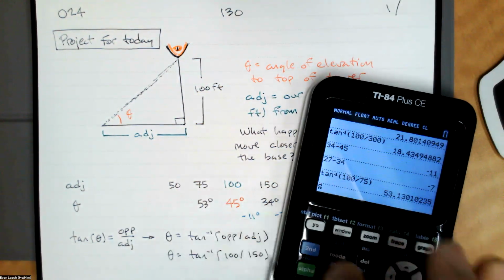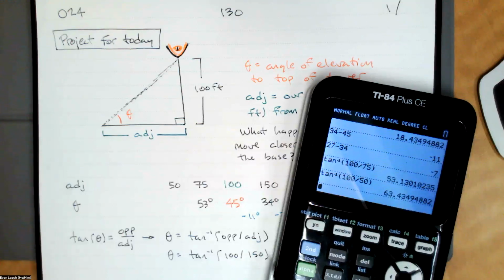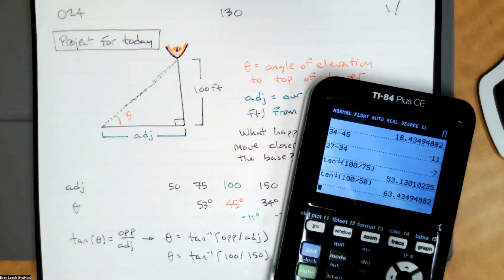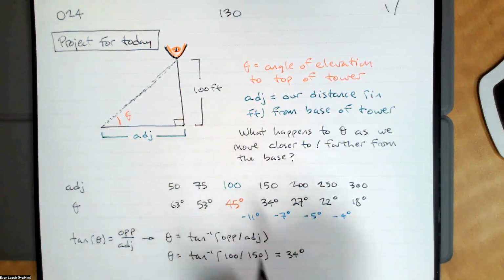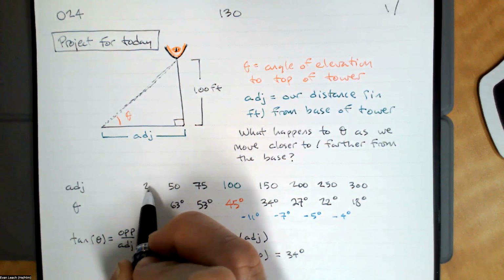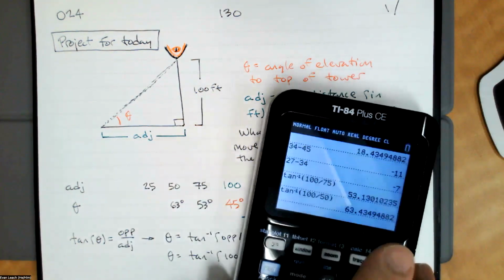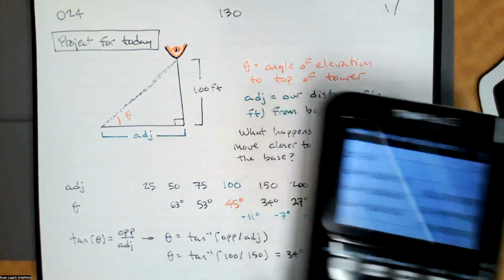Let's move into 50 feet. Do the same calculation for 50 feet from the tower, and our angle has gone up again, 63.4, so we'll call it 63. When we stand 25 feet from the tower, our angle of elevation is going to be up to 76.